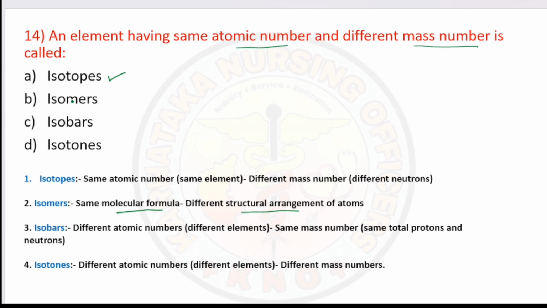And what is isobars? So isobars are complementary to isotopes. Okay, here in isotopes, same atomic number, different mass number, but in isobars, different atomic number and same mass number, right? So different atomic numbers and same mass number is called isobars. And what is isotones? Isotones are the molecules which have different atomic numbers and different mass numbers. So these are called isotones. Understood? So next question.